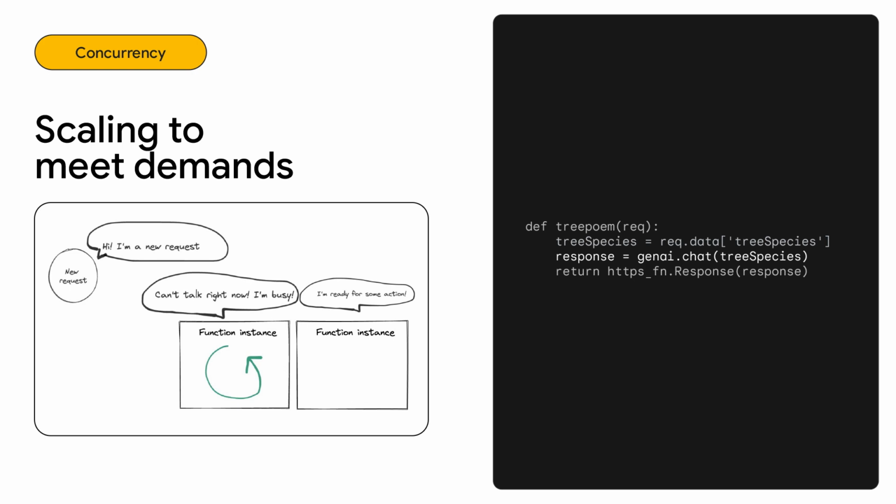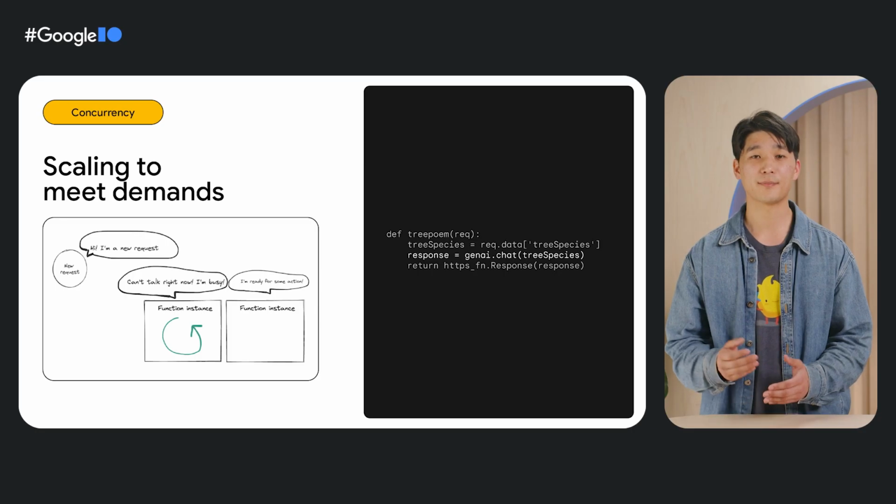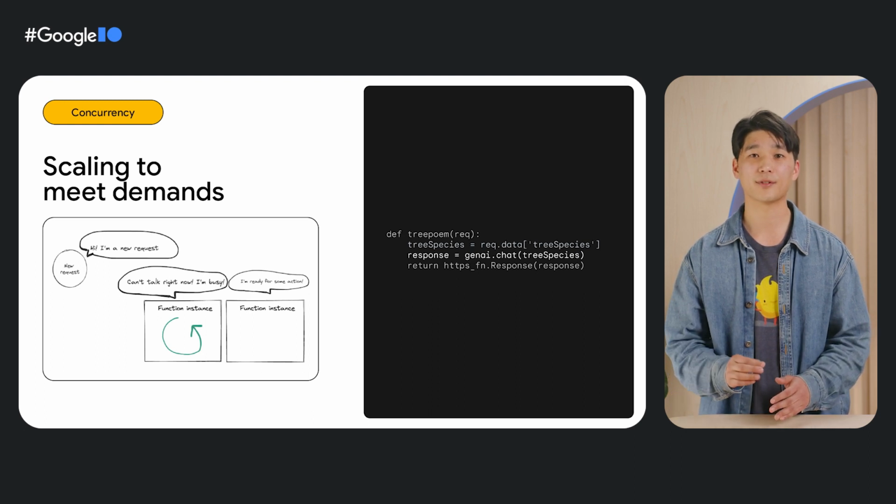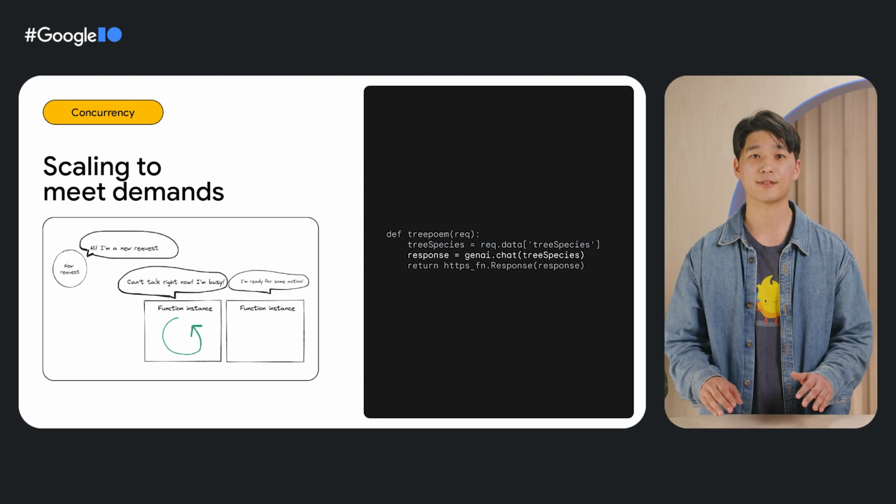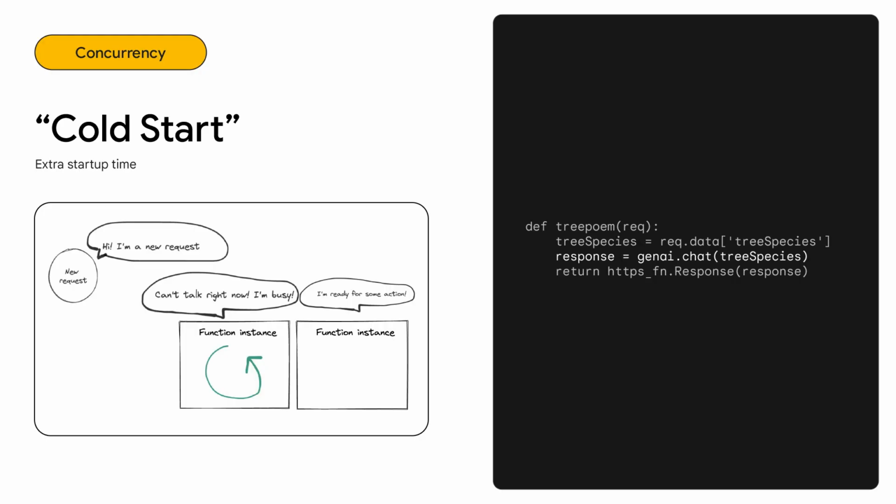This simple, predictable scaling behavior is at the heart of Cloud Functions. The process of spinning up a new instance is totally automatic and allows APIs built on Cloud Functions to handle many requests in parallel. Now, there are a few things to keep in mind with this scaling model. First, creating a new instance takes some time that will add to the overall time taken to process the request. This is what is often referred to as cold start.